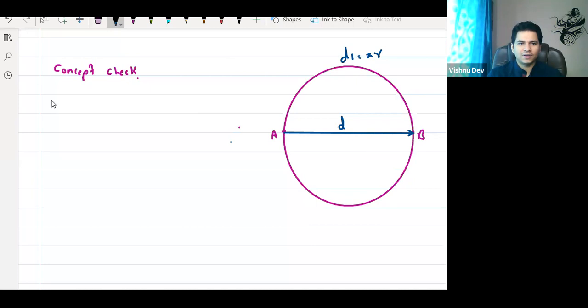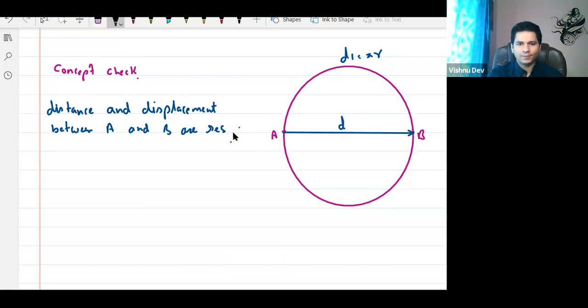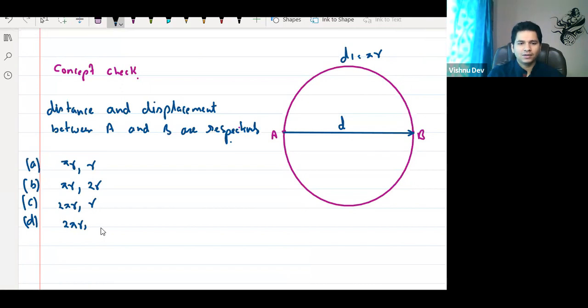Question is this. Distance and displacement between A and B are respectively, right? Option A, pi r comma r. Option B, pi r comma 2r. Option C, 2 pi r comma r. Option D, 2 pi r comma 2r. Tell me.